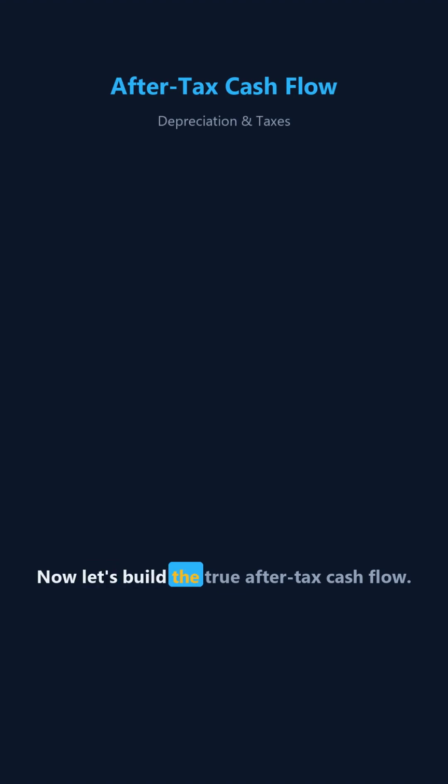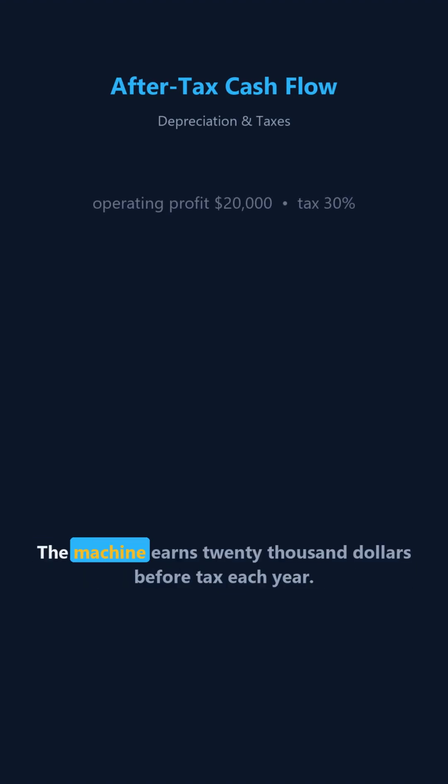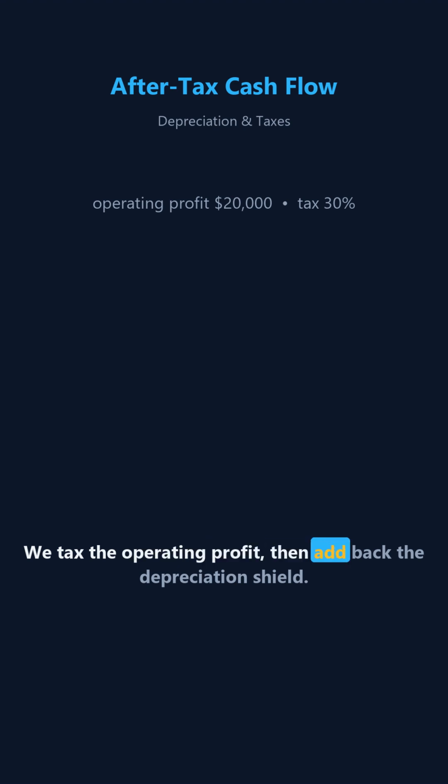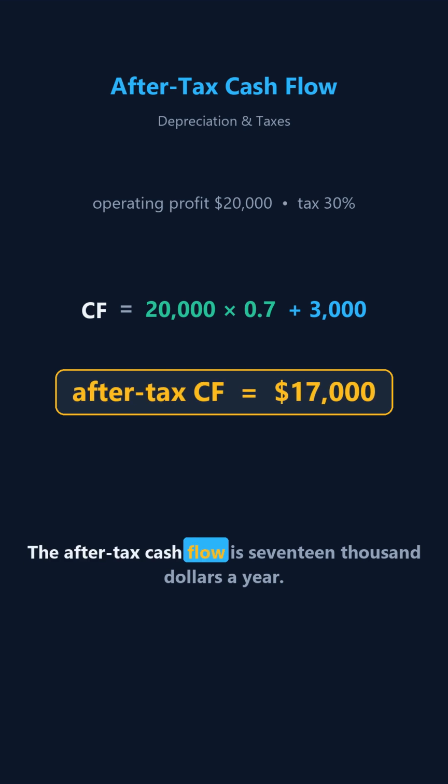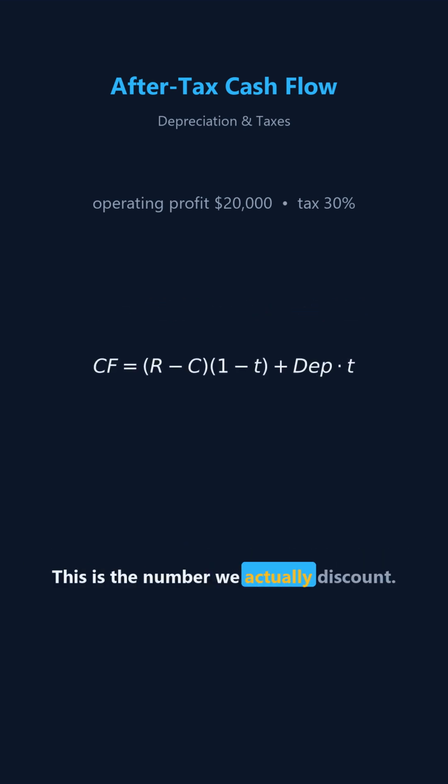Now let's build the true after-tax cash flow. The machine earns $20,000 before tax each year. We tax the operating profit, then add back the depreciation shield. That is 20,000 times 0.7 plus 3,000. The after-tax cash flow is $17,000 a year. This is the number we actually discount.